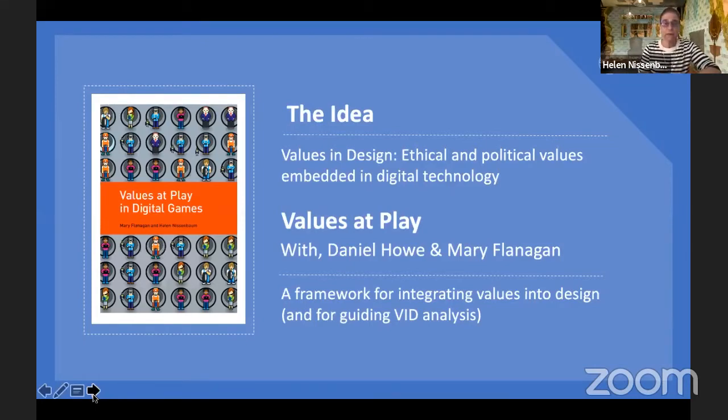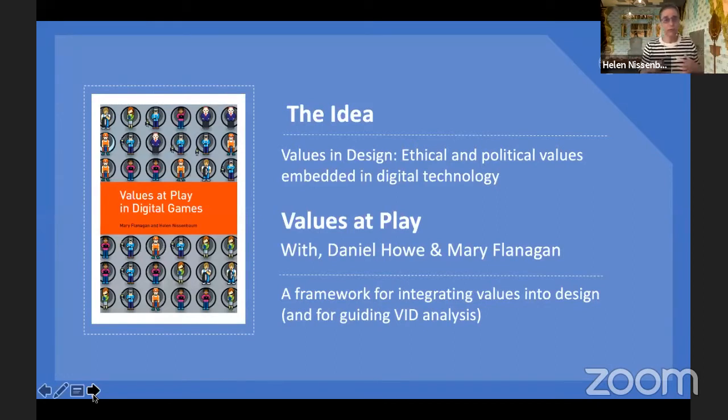So it's very much a hope of working in partnership with the technologists. And the general framing of this idea is values in design, where it adopts the position that ethical and political values can actually be embedded in digital technology. One framework that adopts this starting position is values at play, and that's the one I'm going to briefly describe to you, and then move to the question of contact tracing.